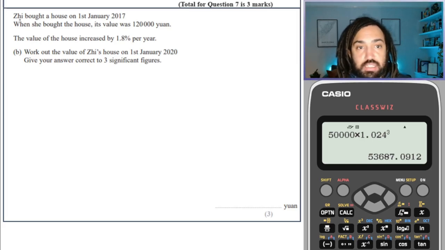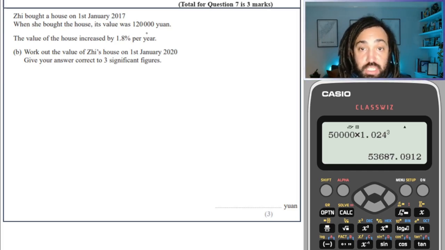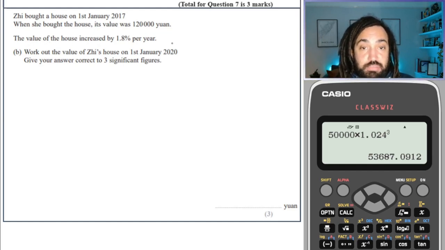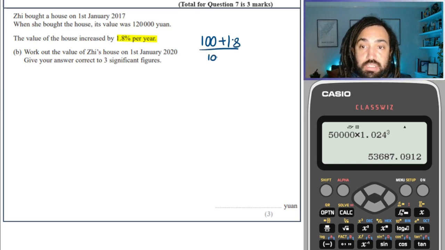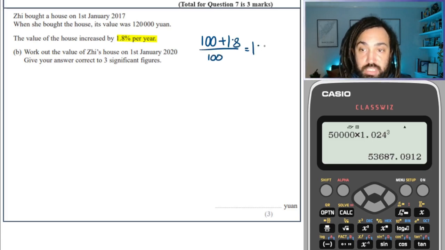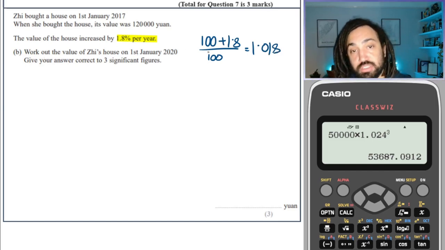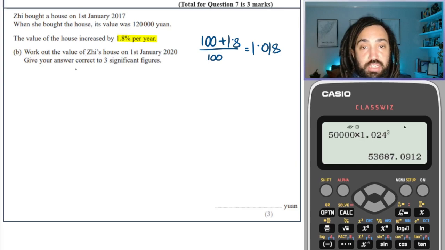Okay, next question. Zai bought a house on the 1st of January. When she bought the house, its value was 120,000. The value of the house increased by 1.8% each year. So let's find the multiplier. Increased means add on. This is going to give us 1.018. Work out the value of the house on the 1st of January.